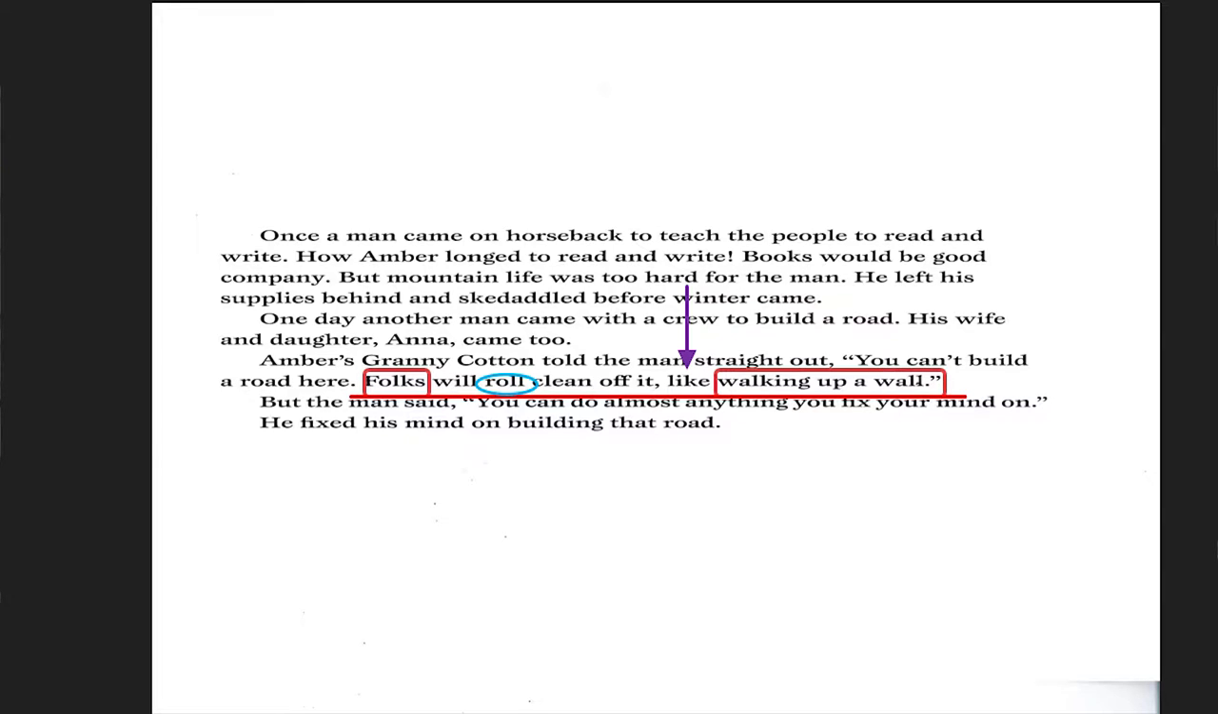Amber's granny Cotton told the man straight out, "You can't build a road here. Folks will roll clean off it, like walking up a wall."